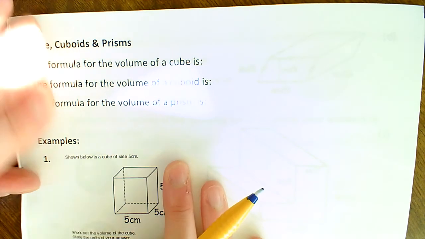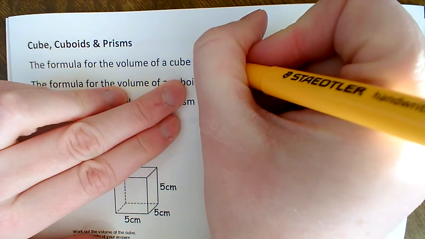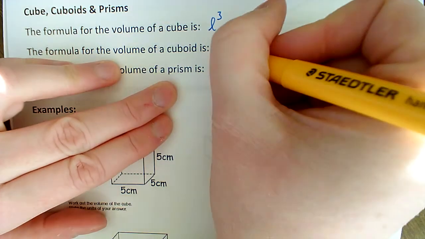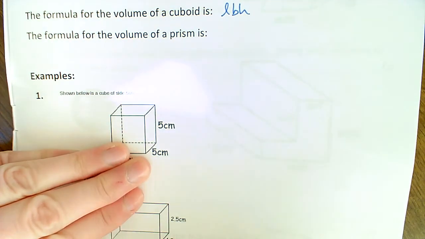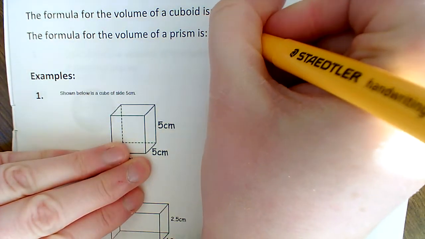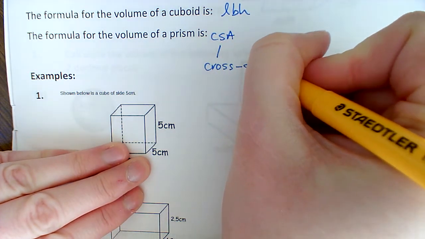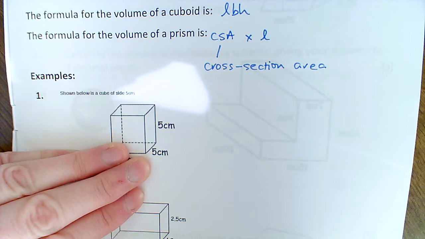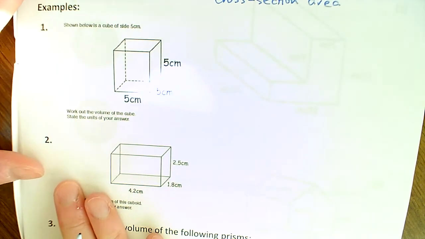Okay, coming back to volume again then. So the volume of a cube is the length cubed. The volume of a cuboid is the length by the breadth by the height, and the volume of a prism is the cross-section area times the length. Okay, so let's look at a few examples.